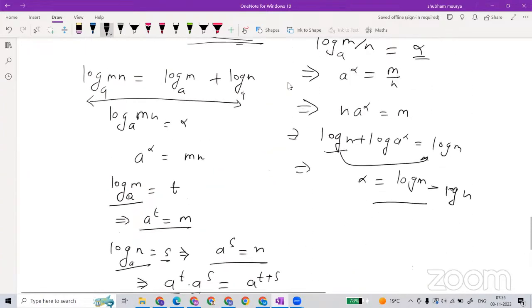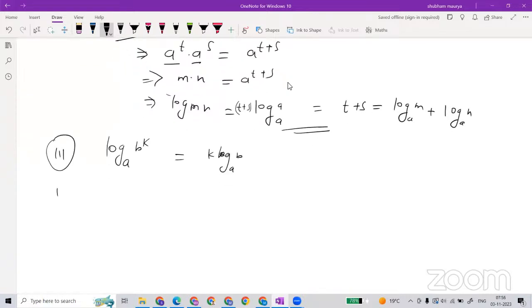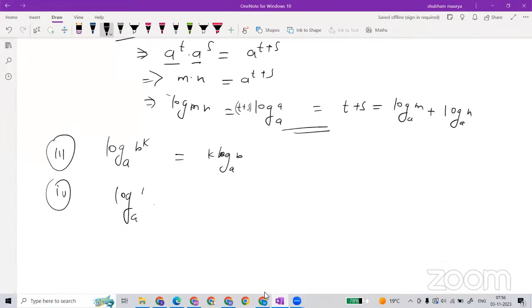Similarly, the other proofs I will just skip, so let's write the other formulas we have of the log. Log of a to the power k could be written as k times log a. And fourth is log... what are the other formulas? We have log 1. Log 1 is already log of 1 with base a is going to be 0.